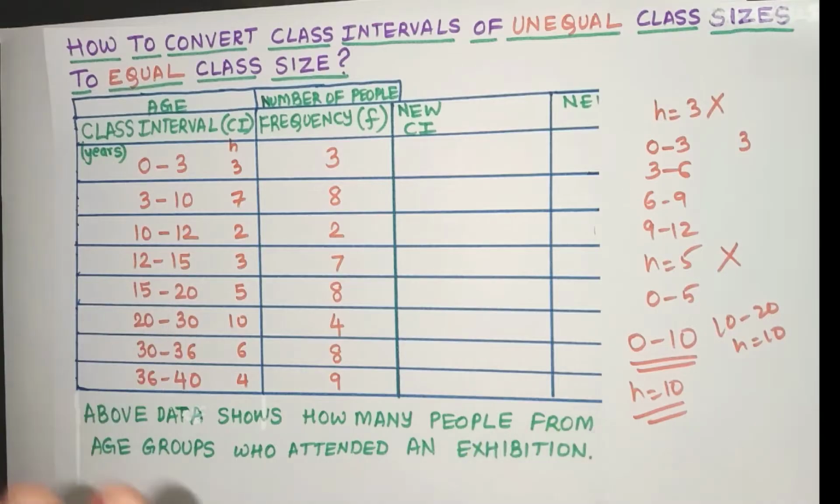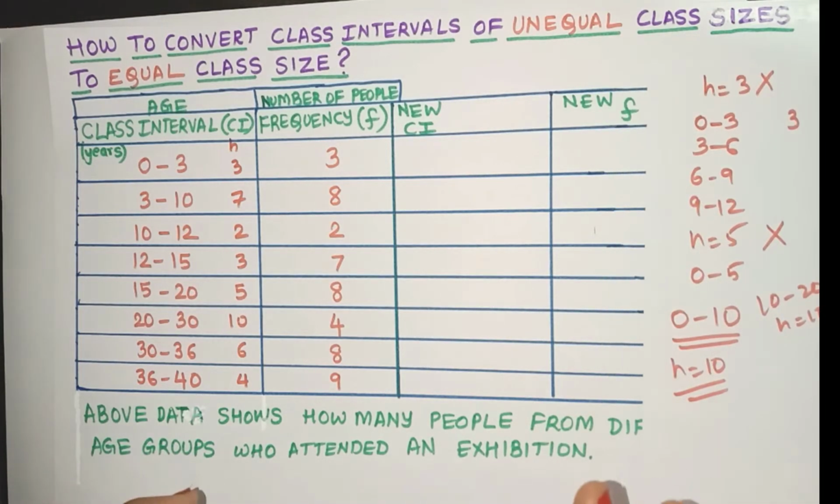Now 20 to 30, already the class size is 10. So I don't need to do any change. 30 to 36, 36 to 40, it will be class size 10. Okay, so the class intervals are all having the equal class size. What about the frequency? Will we have a problem here?